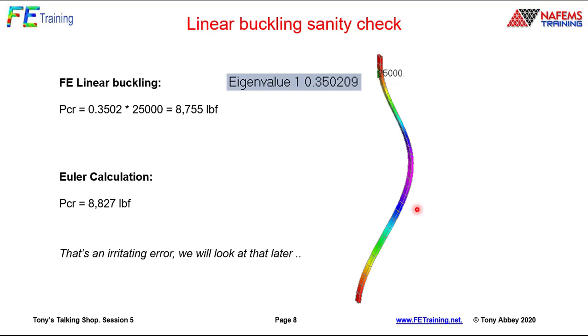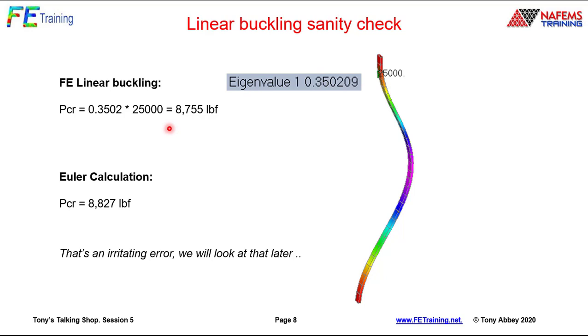So now I'm going to do a linear buckling analysis. It's a special type of buckling analysis. It's not nonlinear, it's linear, and we're going to see the steps that we need to carry out to do that. So the eigenvalue is 0.35. That eigenvalue is a factor on whatever arbitrary load that I applied. So I applied a 25,000 pound force, and I get 8755 coming out.